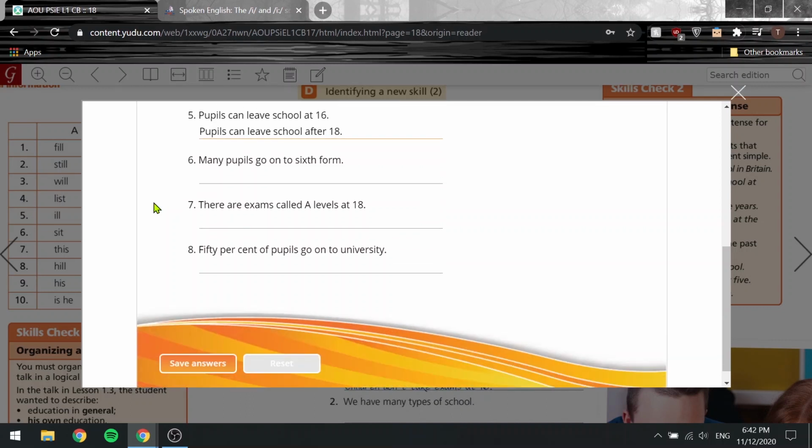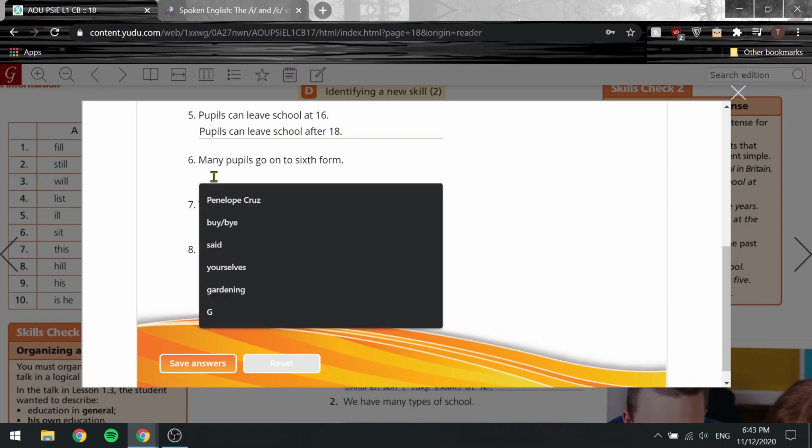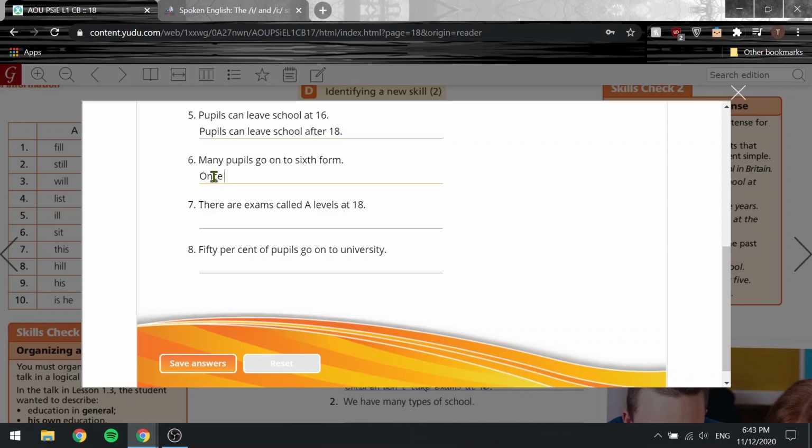Okay. 6. Many pupils go on to sixth form. For that, we'll say something along the lines of once pupils finish secondary school, they move to college.